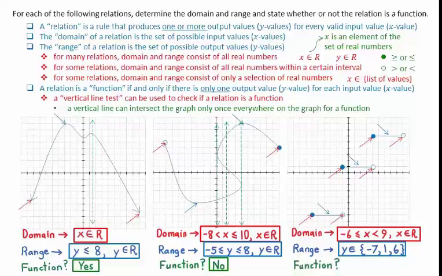Is this relation a function? Again, we can look at vertical lines. Note that vertical lines placed anywhere on this graph will only intersect the graph once. Therefore, this relation is a function.